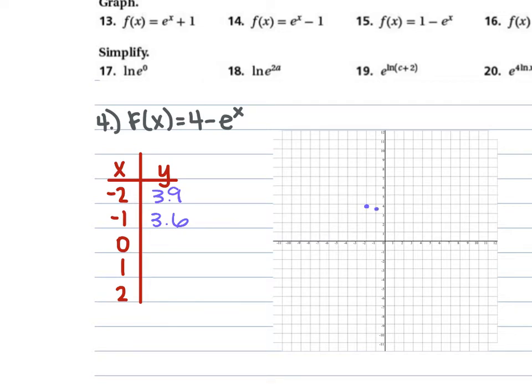To the power of 0, 4 minus 1 is 3. So that's 0, 3. 4 minus e to the power of 1 is going to be 1.3. That's about there. And then 4 minus e to the second power is -3.4. So 2, -3.4. So we are going to draw our line through these points. And then we're done.